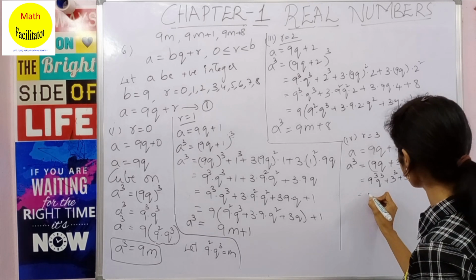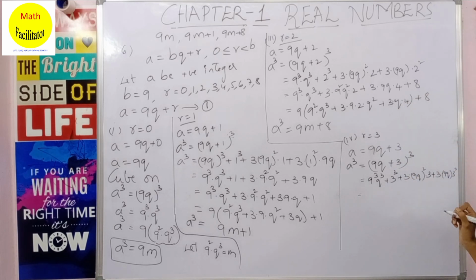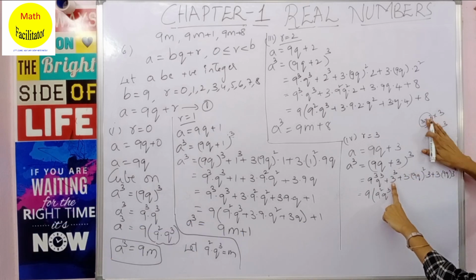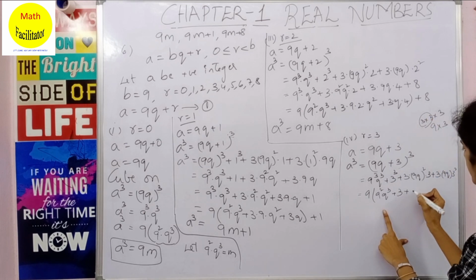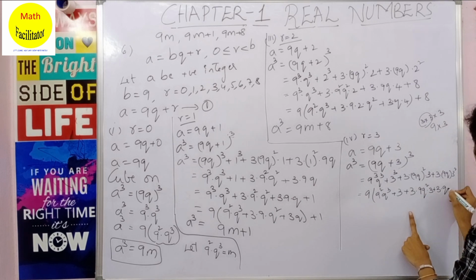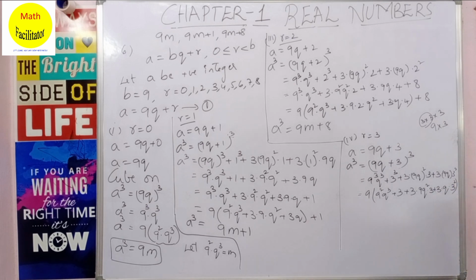Now you can see in every term you have 9. So 3 cube is nothing but 9 into 3. Do you agree? Because 3 cube can be written as 3 into 3 into 3, and 3 into 3 is 9, so you can write it as 9 into 3. Now taking 9 as common from all the terms, it is 9 square q cube plus, here also 3 cube, if you take 9 common, you are left out with 3, plus 3 into 9 into q square into 3 plus 3 into q into 3 square. Taking 9 common from all the terms, this entire thing you can consider as m. So this is nothing but 9m. So a cube is nothing but 9m. Again you got the first relation.